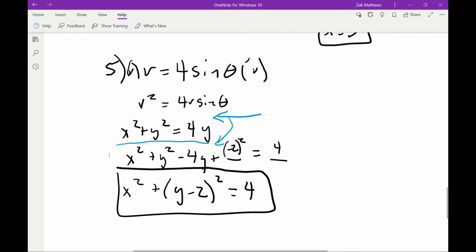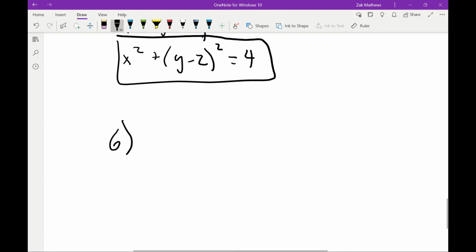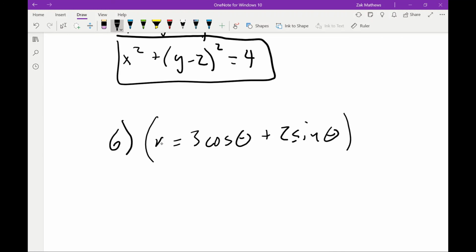Let's take another example. So I think I'm up to 6. Let's take r equals 3 cosine theta plus 2 sine theta. Well, very, very similar to the last one. I have thetas and r's. I know I need the r's with the cosine and the sine. And I know on this r right here that that needs another r. So the simplest thing to me is just to multiply everything by r because everything needs an r.